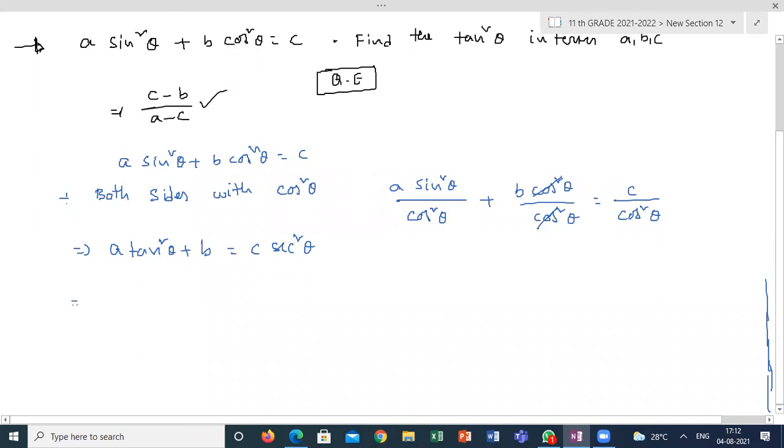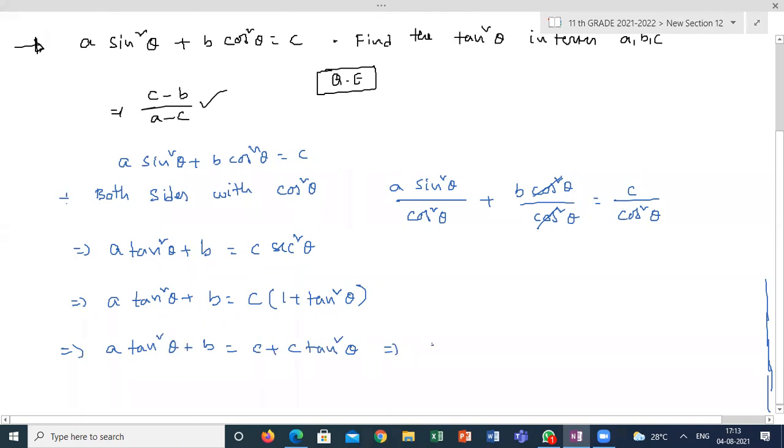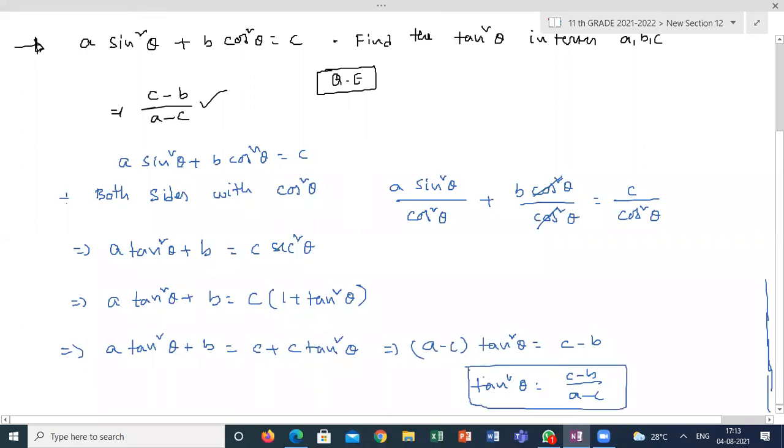Okay. Now this can be written as a tan square theta plus b is equal to c into 1 plus tan square theta. So my total expression is a tan square theta plus b is equal to c plus c tan square theta. I'm taking all tan squares to one side. So (a minus c) tan square theta is equal to c minus b. From here, what is the value of tan square theta? C minus b by a minus c. This is the final expression we want.